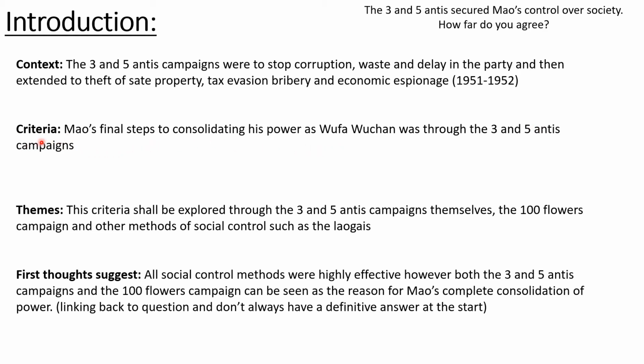Also, I won't repeat what I've just said for the criteria and the themes. You're also just stating, I've put this criteria shall be explored, and then explaining your themes. And first thoughts suggest, I can never say that properly, that's just giving a bit of your own opinion. So I said all social control methods were highly effective. However, both the 3 and 5 Antis campaigns and the 100 Flowers campaign can be seen for Mao's complete consolidation of power. Obviously, I'm linking back to the question at the very start of the entire essay that I'm writing. And I'm also not completely deciding on which one is more a reason for his control on power.